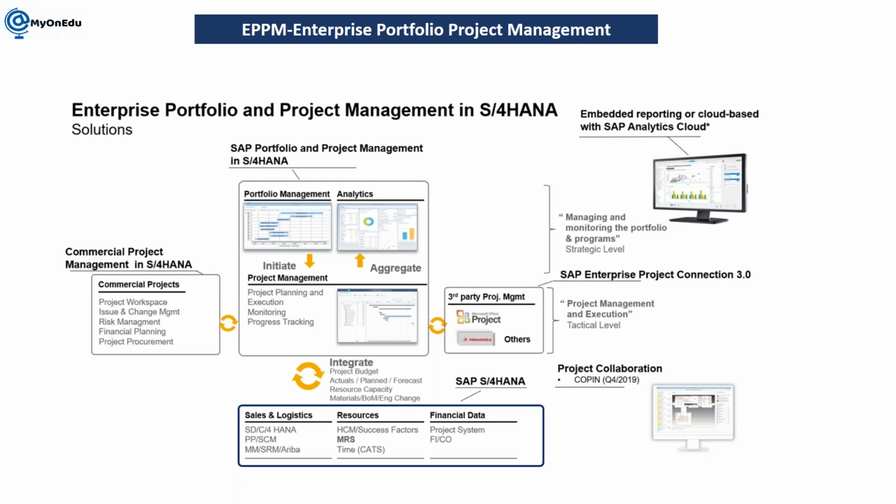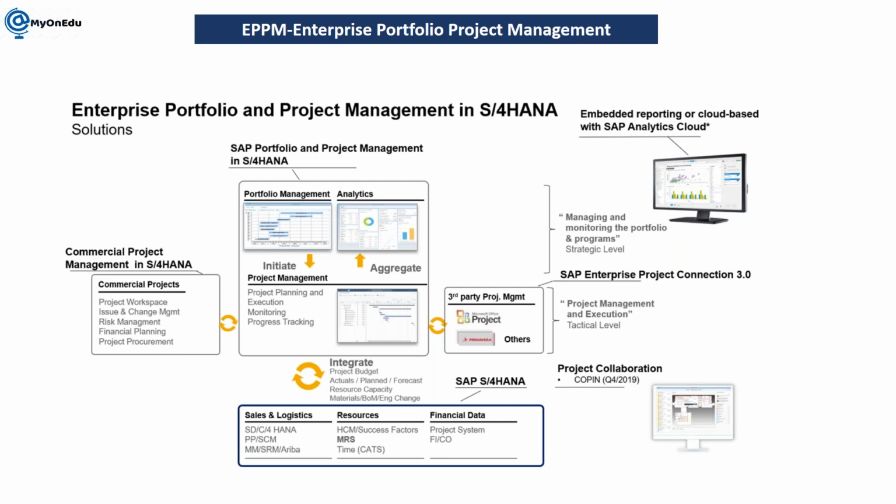So EPPM is not a single module. EPPM is a bunch of modules. Okay. So the first module which is available here from the core perspective is Project System. And to support this, we have two more modules called Portfolio Project Management and Commercial Project Management. These two modules were add-ons earlier.